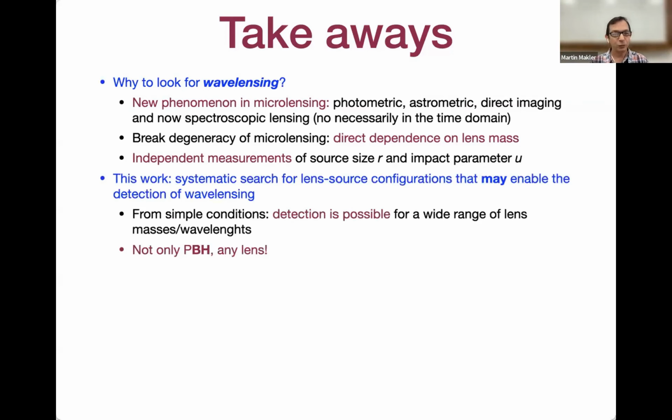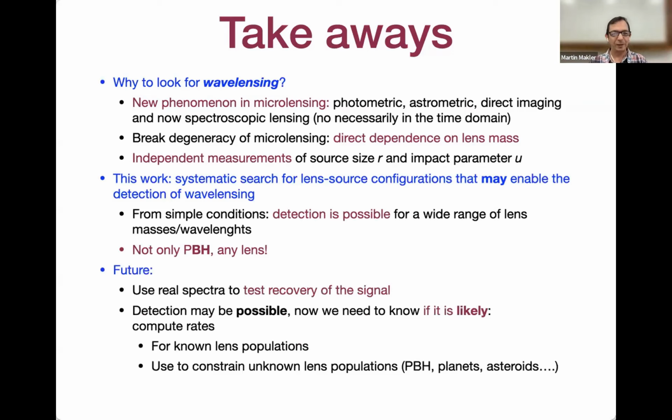In this work, what we do is look systematically for real distances between source, lens, and observer, possible sources that would lead to the wavelensing effect in the spectrum for a given mass range of the lenses. And as we see, the lens does not need to be a black hole. So that's a very simple assumption about the detectability that we made for this study. Now the idea is to get real spectra of objects and see if we can recover the wavelensing signal. What we have shown here is that in principle it's possible to detect.